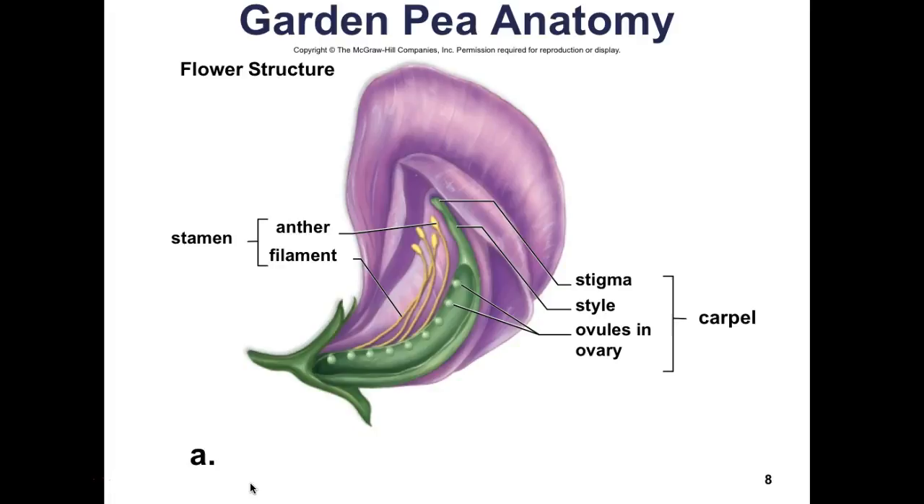So if you look just a little bit at flower anatomy, peas, like all flowering plants, are angiosperms, and in there we do have the stamen. The stamen is the male component of the plant, made up of the anther, where the pollen granules are, that is situated on top of a filament. You also have the carpel, and the carpel includes the stigma at top, and the stigma usually contains a sticky substance to trap the pollen granules. You have the style, and then you have the ovules inside the ovary there.